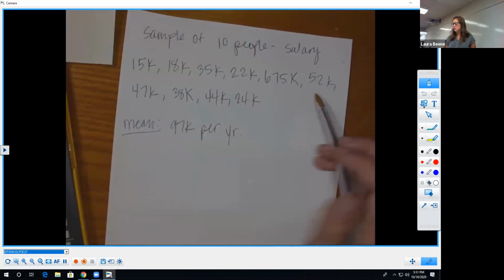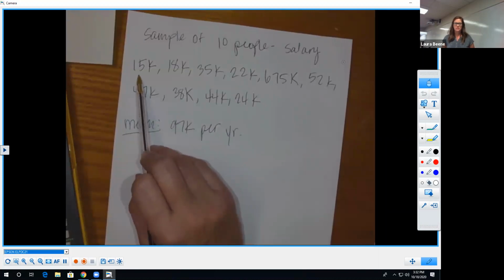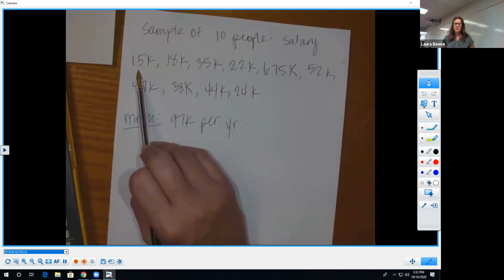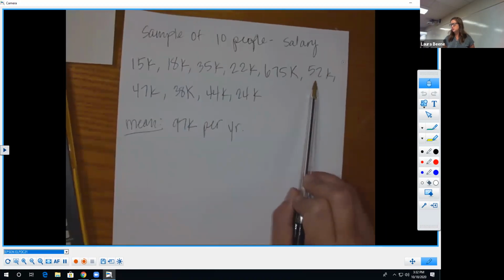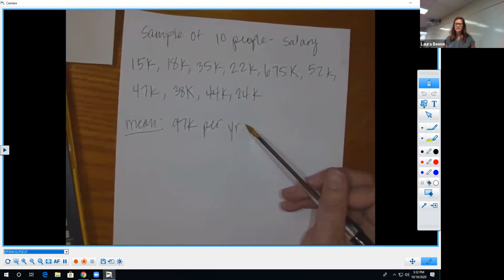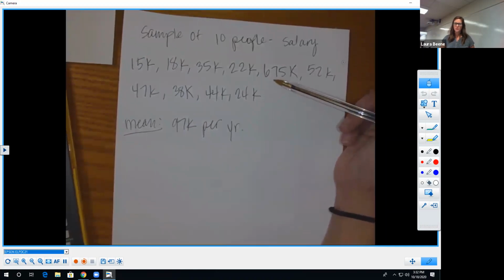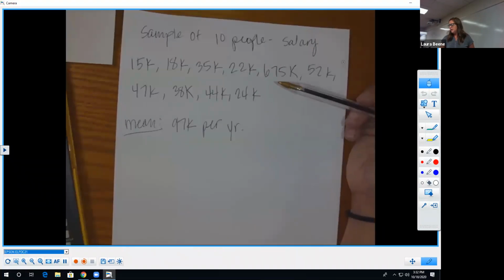Okay, and if you look at that mean of almost $100,000 a year, that doesn't represent any of those people. That surely doesn't represent that person that only makes $15,000 a year, which is, I think, below minimum wage technically, or right at minimum wage. It doesn't represent even this person that makes $52,000 a year. It doesn't even represent this person that makes $675,000 a year. So the mean does not represent this set of people very well.